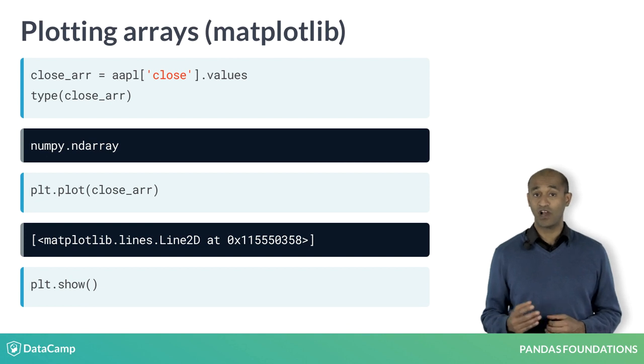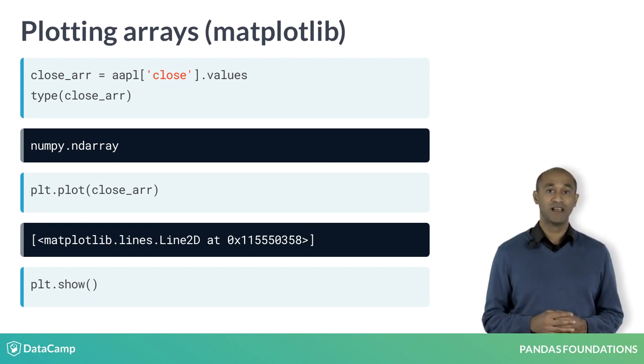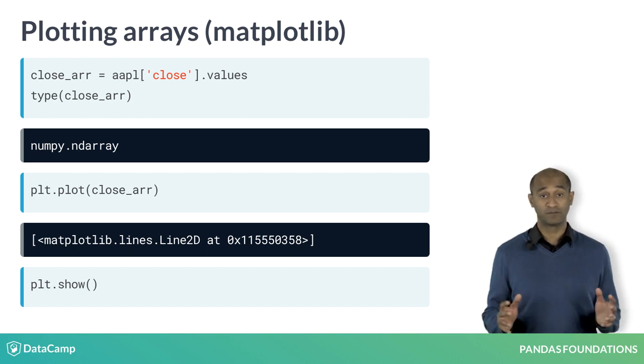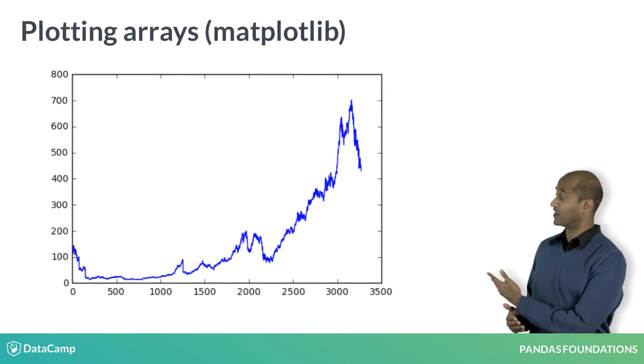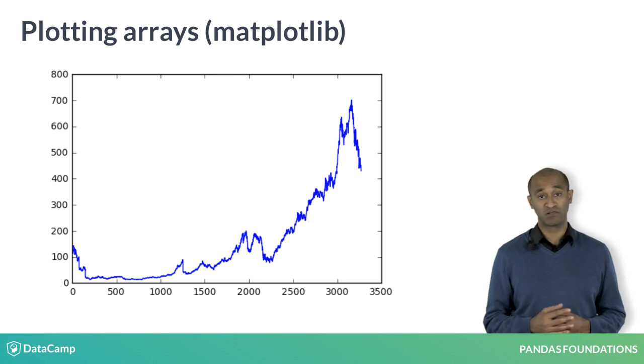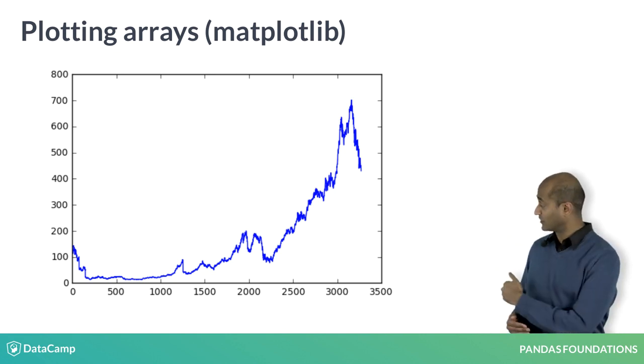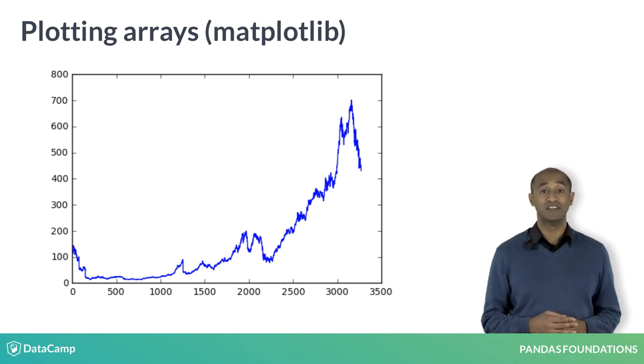Now we assign close_np by indexing apple['Close'], yielding a series, and applying the values method, yielding a NumPy array. Remember, the command plot can plot NumPy arrays or lists, and the command show must be executed to make the plot visible. This is the resulting plot of the stock close prices. Notice the horizontal axis of the plot corresponds to date indices of the array.